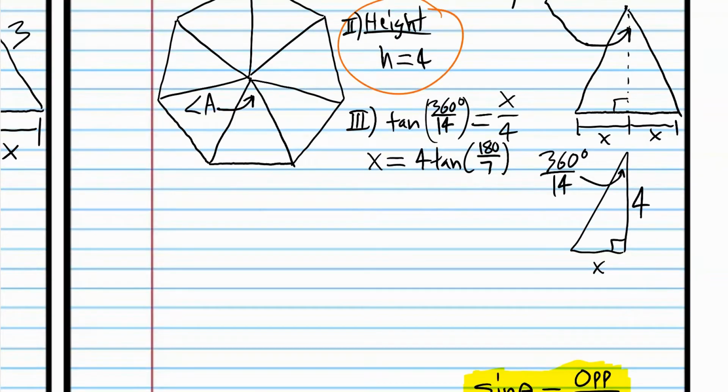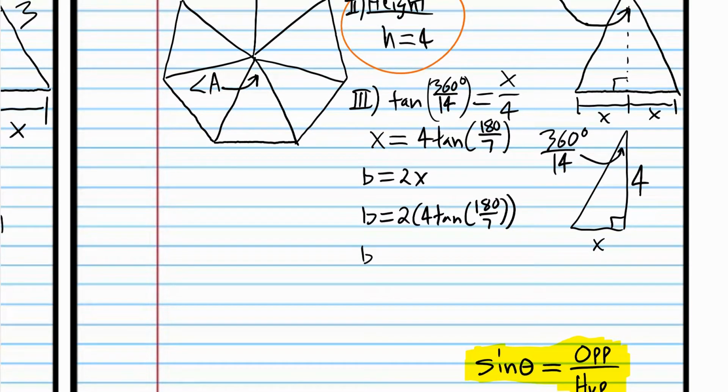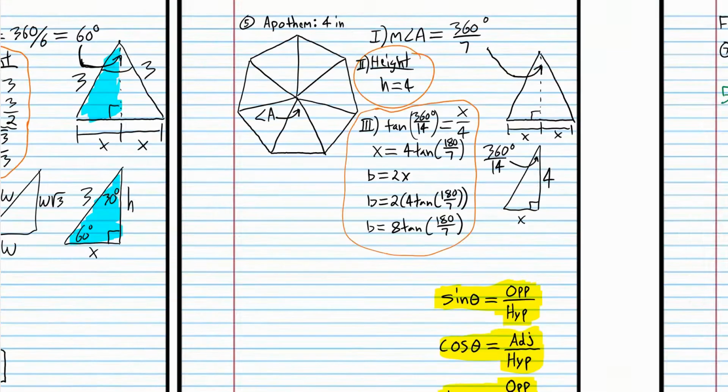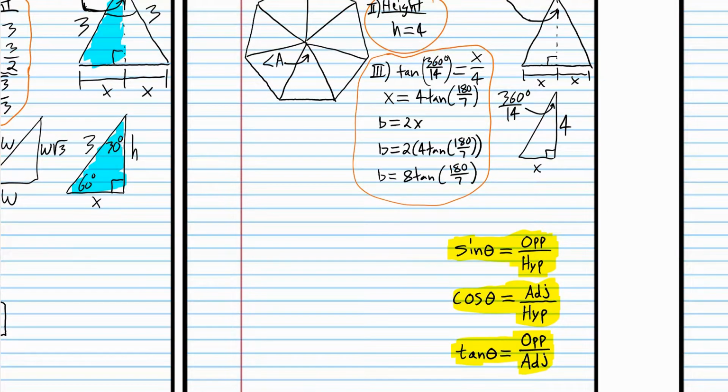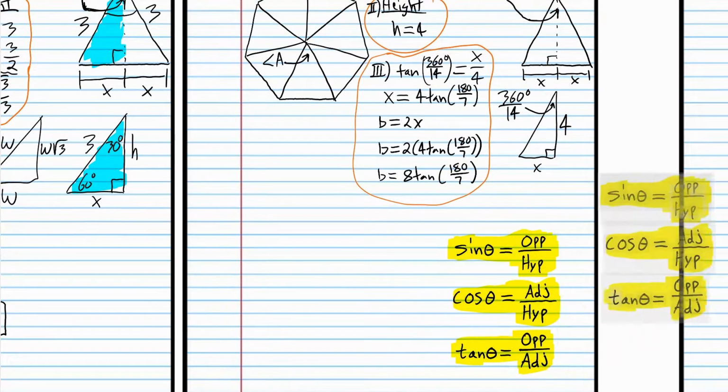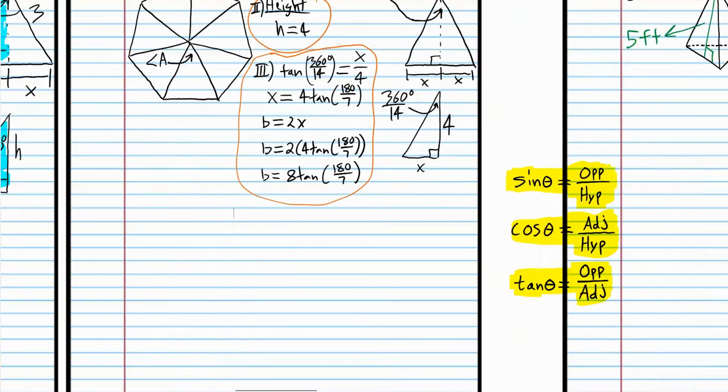And the base, of course, is 2x. So we have 2 times 4 tangent 180 over 7. And so the base is 8 times tangent 180 over 7. I know dividing by 7 was kind of a pain there, but you see, if you just keep it with you there, it's not that bad.